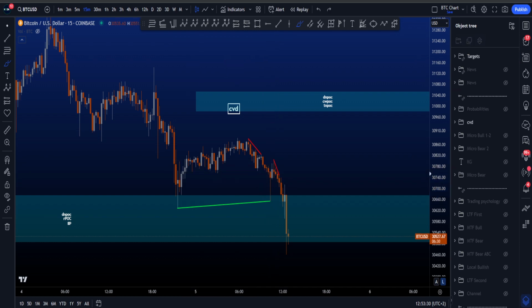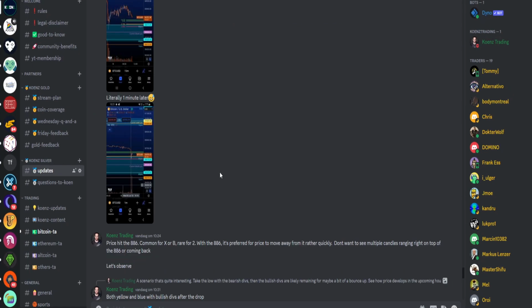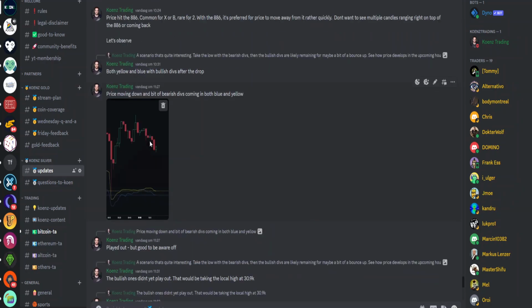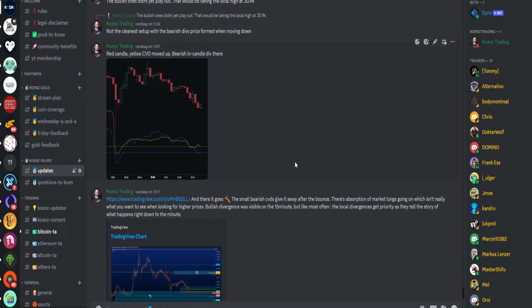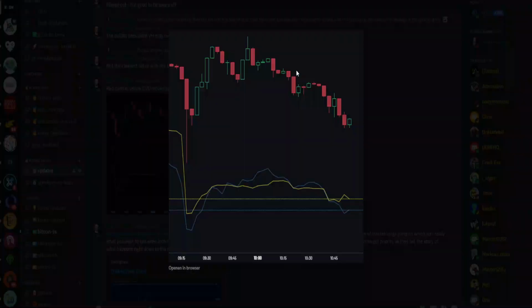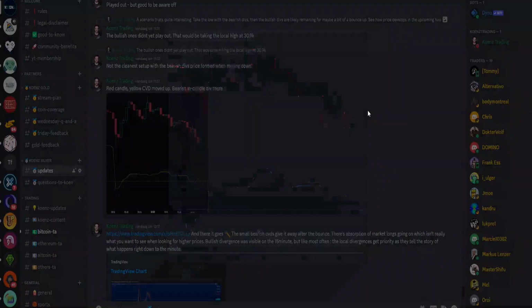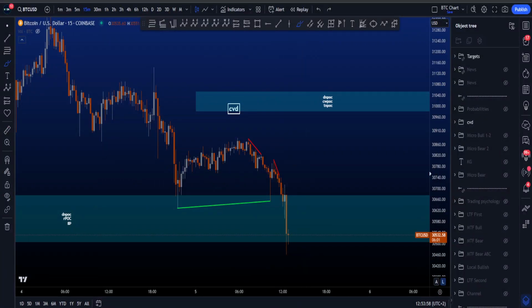Price then moved to the upside. And what happened soon after that bounce to the upside is that price started to create very local bearish CVD divergences again. So this is the bounce to the upside. And then over here, lower high on price, higher high on the CVD, as I will show you in a second on the AGGR chart. And then once again, price kept moving down. And then over here, you can see a red candle finishing, but CVD moving up is an in-candle bearish CVD divergence. You don't see those too often.